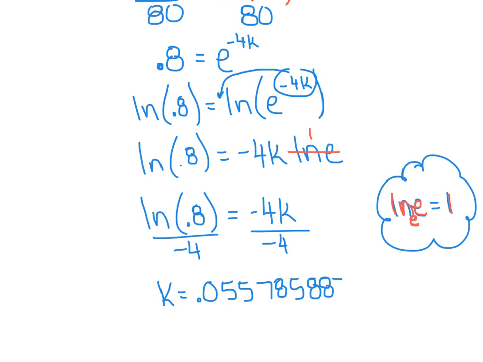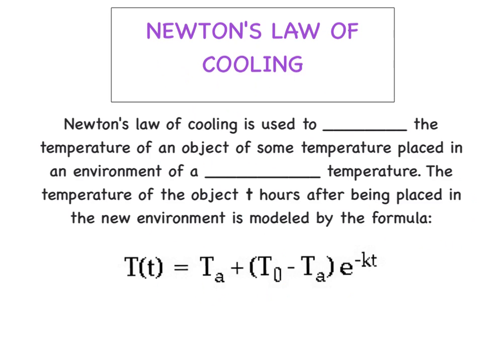0.557858878. And then from there we could determine what we want to round to based on the directions. Okay, now we're going to get real specific and try to introduce you to Newton's law of cooling.